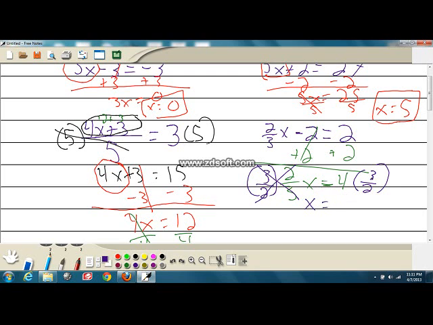Now what's 4 times 3? 4 times 3 is 12. 12 divided by 2 is 6. Let's plug it in. So 2/3 times 6: 2 times 6 is 12, divided by 3 is 4. 4 minus 2 is 2. So good.